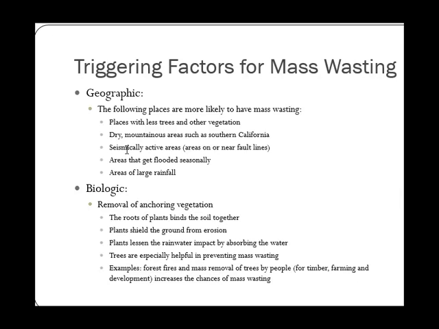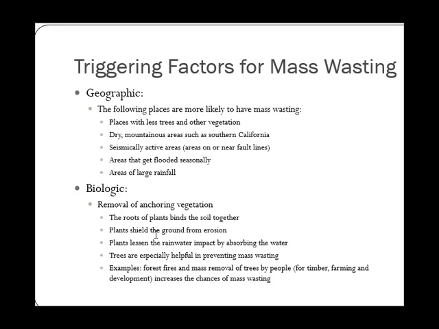Seismically active areas, which means there could be earthquakes, areas that get flooded, areas where you have a lot of rainfall. These are all places particularly likely to have mass wasting. Biologic, of course, is when you remove anchoring vegetation. Roots and plants stop or prevent mass wasting.